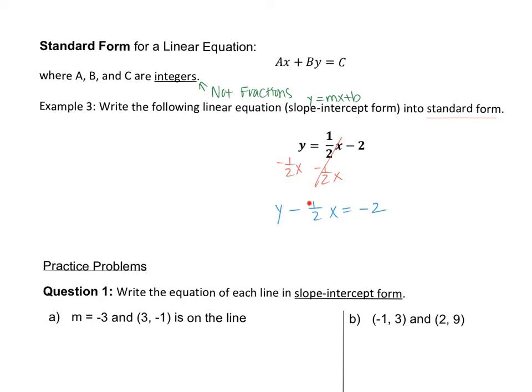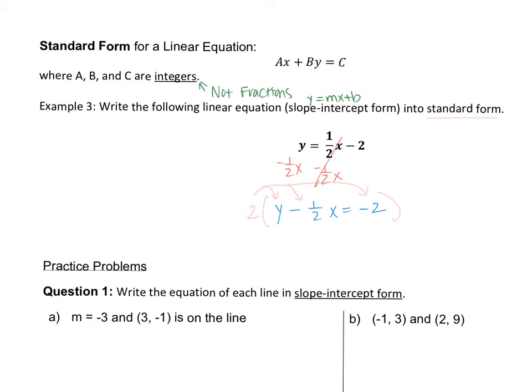So here it is. Now the x's and the y's are all on one side. The only issue is that this x here has a coefficient of 1/2 and it needs to be an integer. To get rid of fractions, one way we do this is to multiply everything in the equation by whatever the denominator is. So if this denominator is 2, we're going to multiply the entire thing by 2. So this y gets a 2, the x gets a 2, and the -2 on the other side gets a 2.